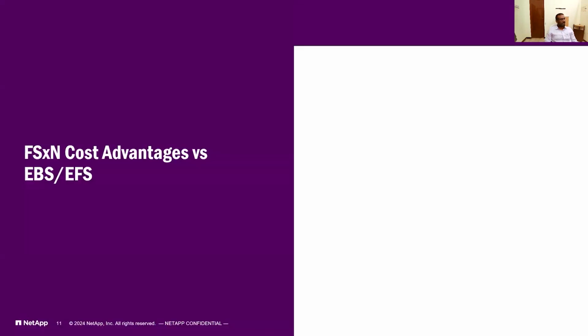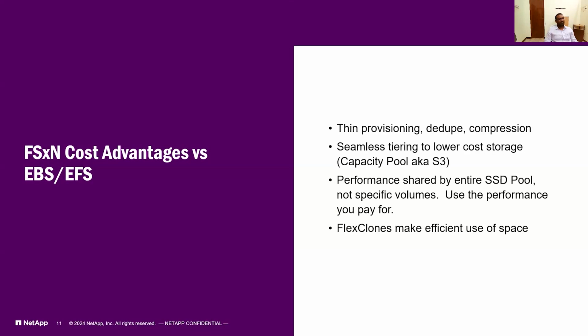Okay, I just wanted to compare FSx and its cost advantages with EBS and EFS. With the help of thin provisioning, dedupe, and compression, we will be able to save more space. And by default, data tiering will be applied to all the volumes we are provisioning. All cold data, the data which has not been used for some days, will be automatically moved to S3, which is our capacity pool storage.